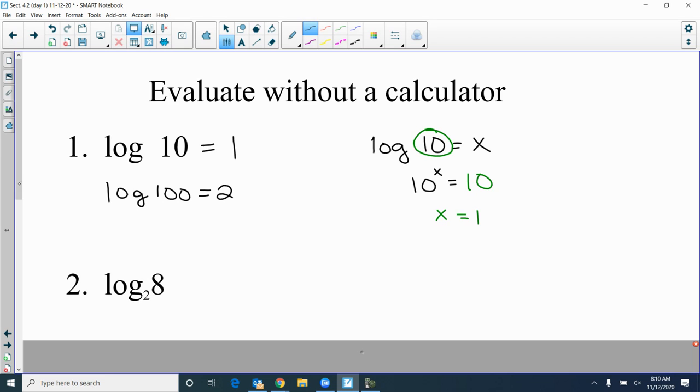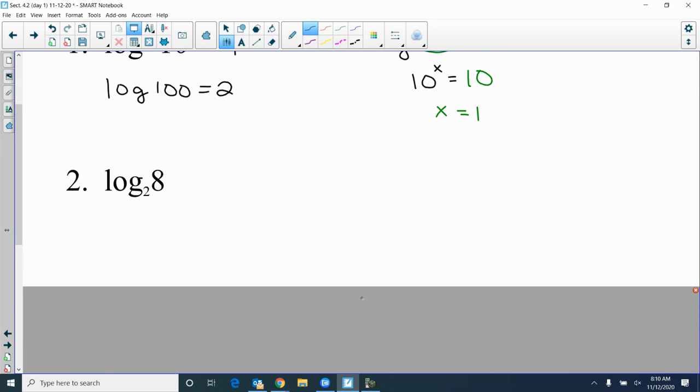Okay? Log base 2 of 8, without using your calculator. Log base 2 of 8. Need to understand what it's saying. It's saying 2 to what power is 8? Well, what's that answer? 2 to what power is 8? 3. It equals 3. So you need to think. So log base 2 of 8 equals some number if I don't recognize it. So I say, all right, 2 to what power equals 8? So it's going to be 2 to the third power.